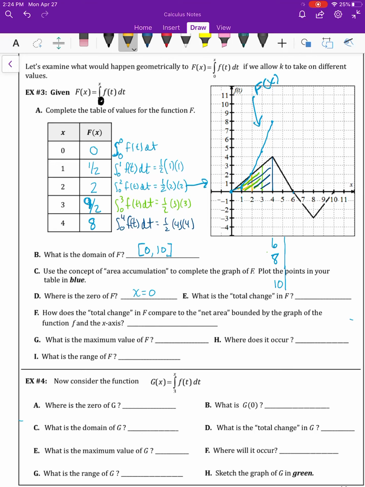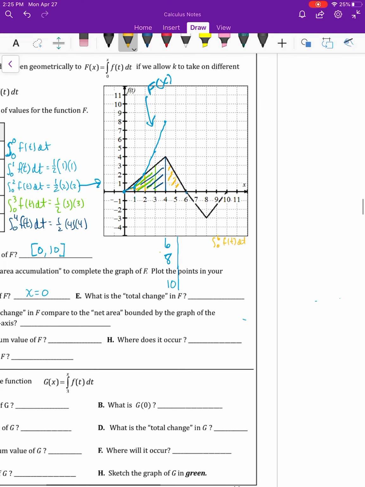So if I wanted to find out what the integral from 0 to 6 of f of t dt was, I would be taking my 8 and I would add on the area of this triangle. That would take me all the way to 6. And so the area of that triangle, and I'm just going to move this over a little bit, this is going to be, like I said, 8 plus, and then this would be 1/2. The base is 2, the height is 4.